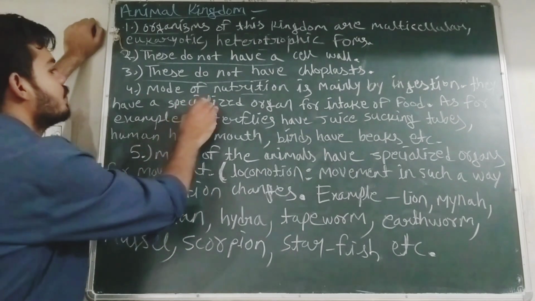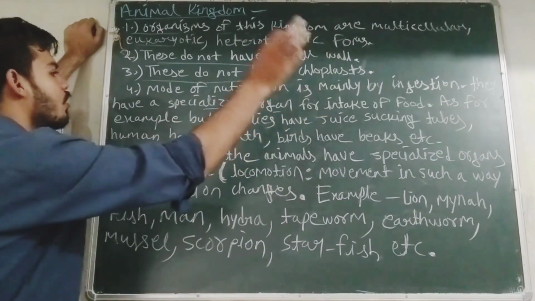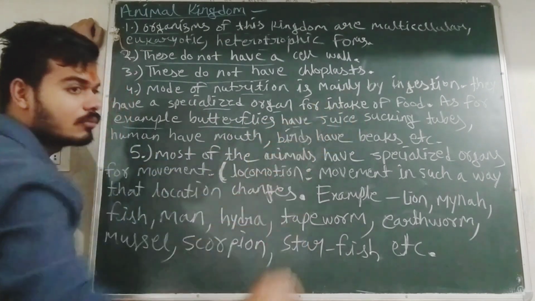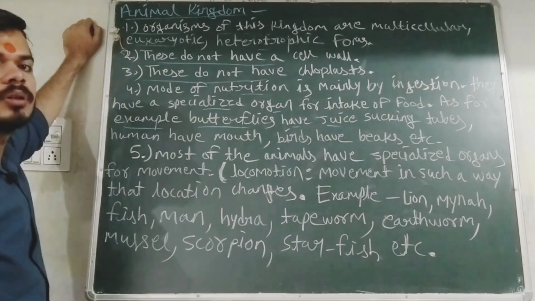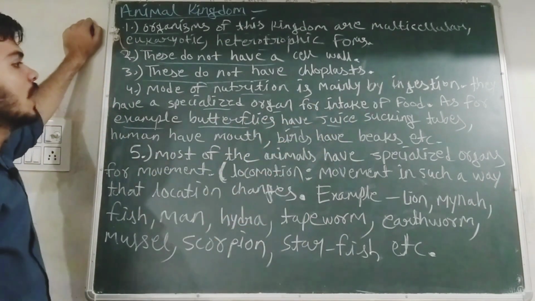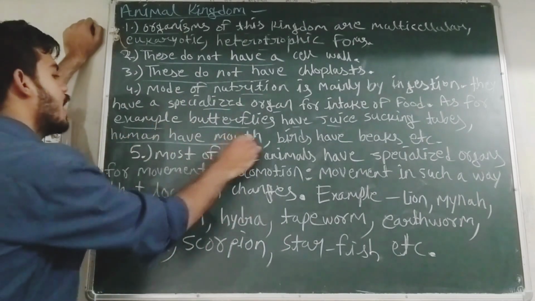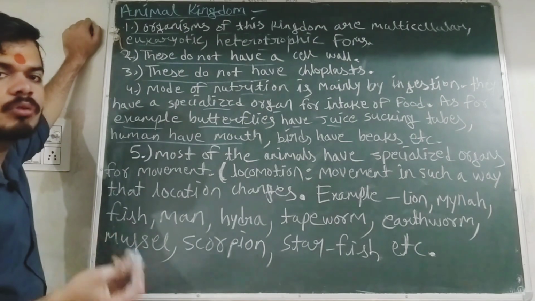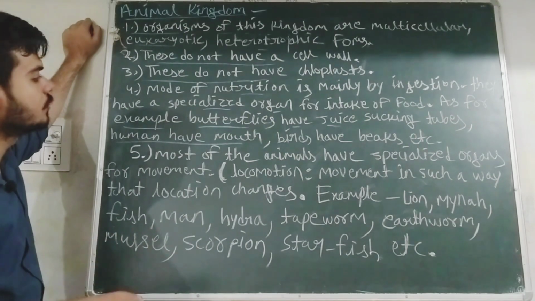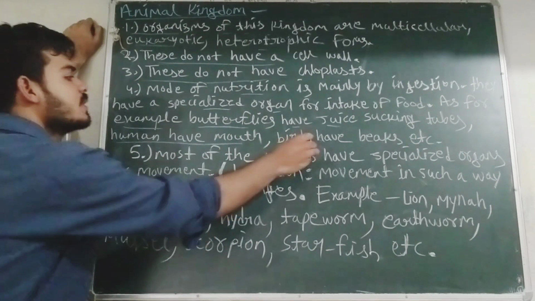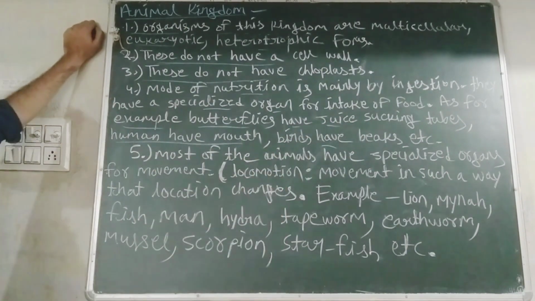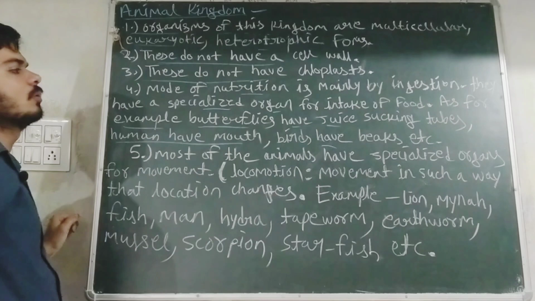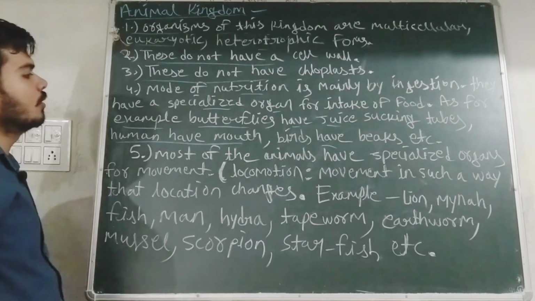They have a specialized organ for intake of food, as for example butterflies have juice sucking tubes. Humans have a mouth. We take food by mouth. Birds have beaks to get food.